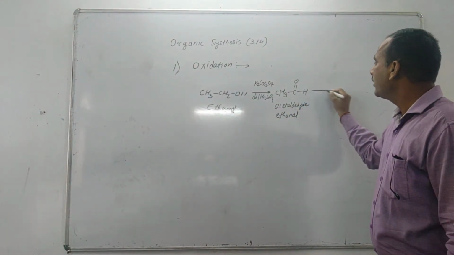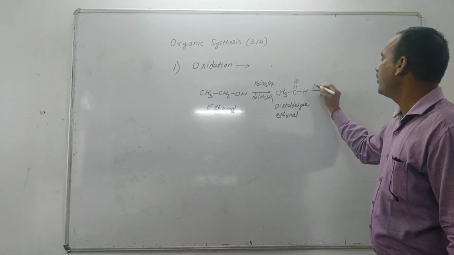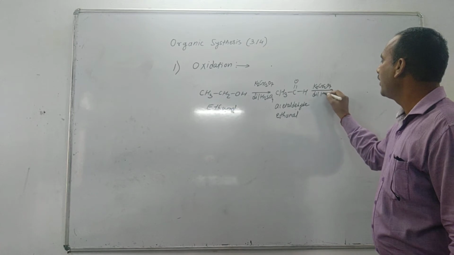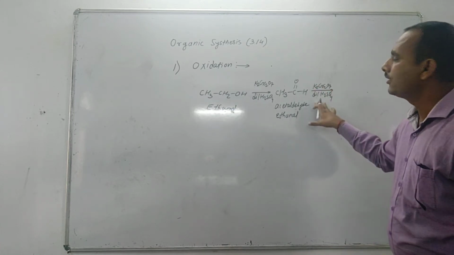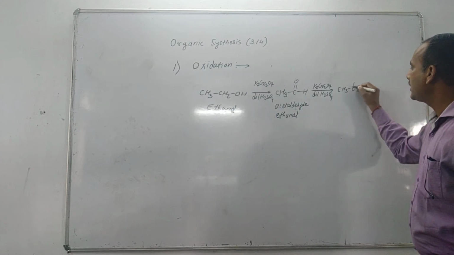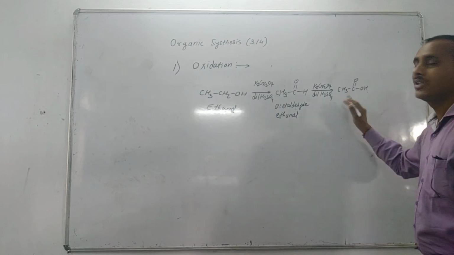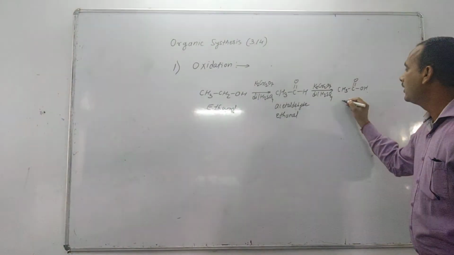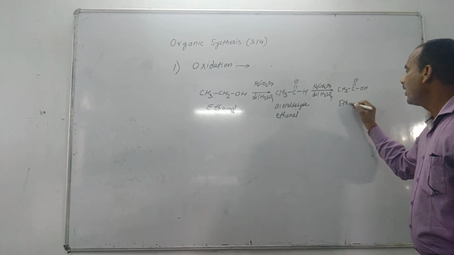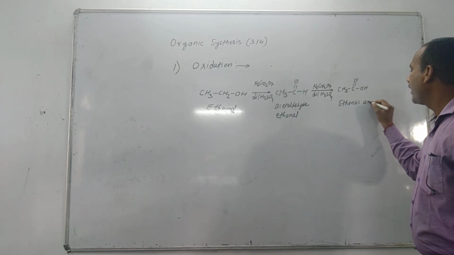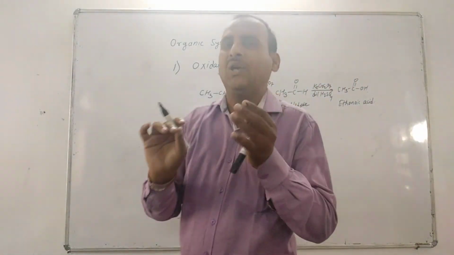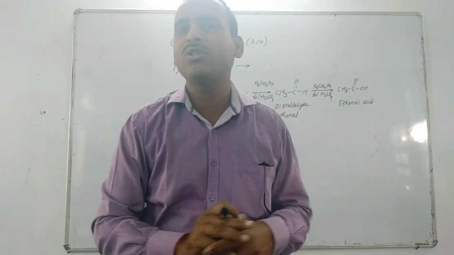Again, this ethanal gets oxidized by using K2Cr2O7 dilute H2SO4. In the presence of the oxidizing agent, this is oxidized to CH3C double bond O OH, acid. Which acid? Acetic acid or ethanoic acid. So this is the simple oxidation of alcohol to aldehyde, and aldehyde to carboxylic acid.